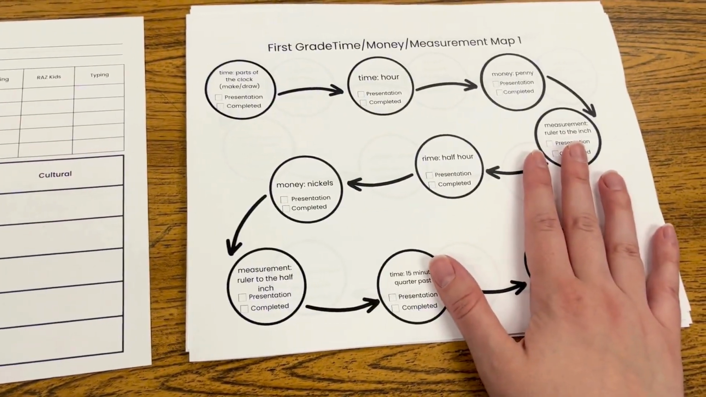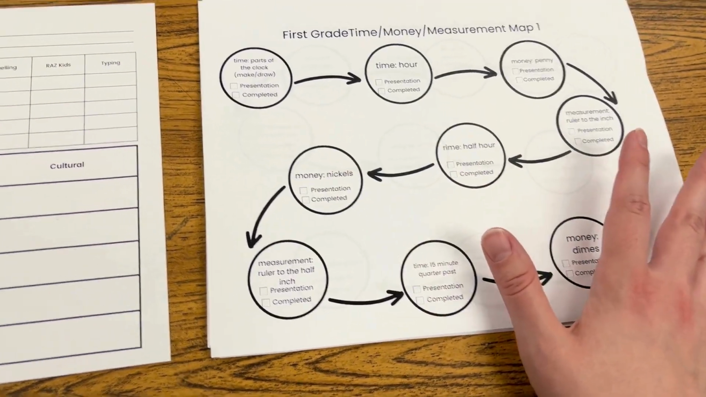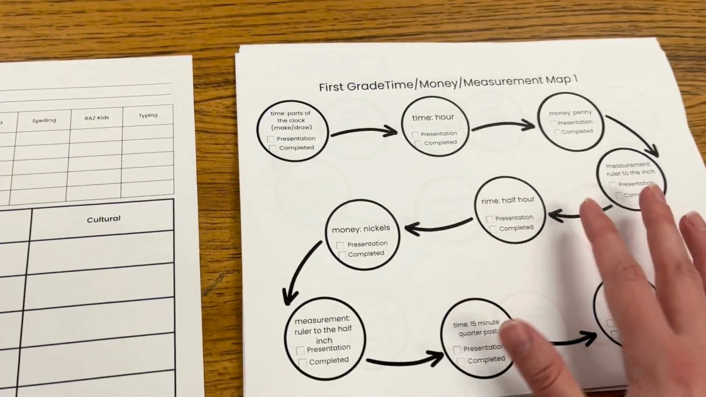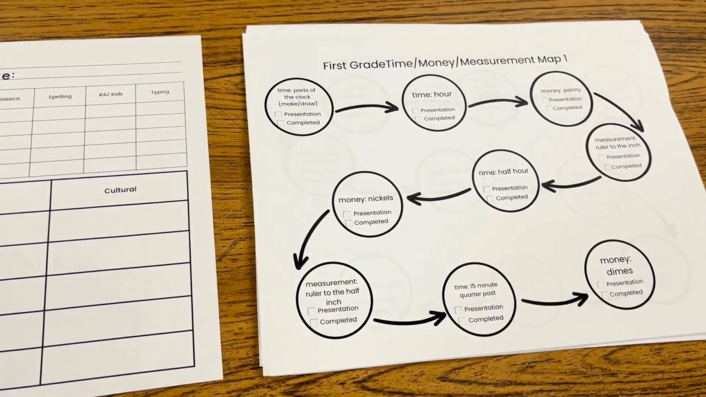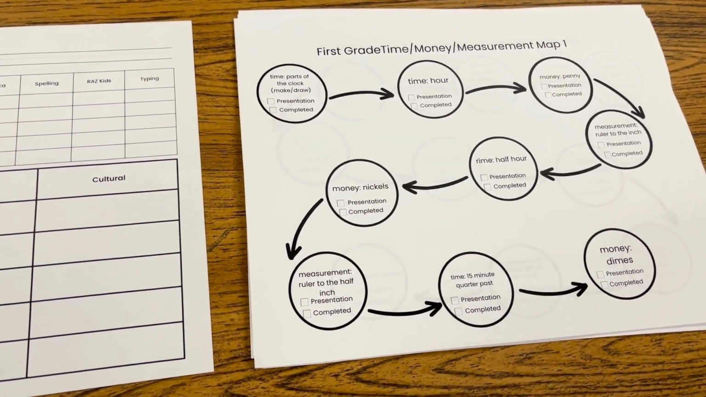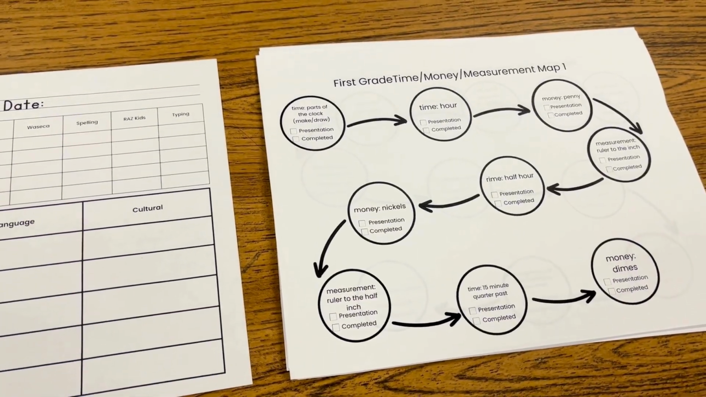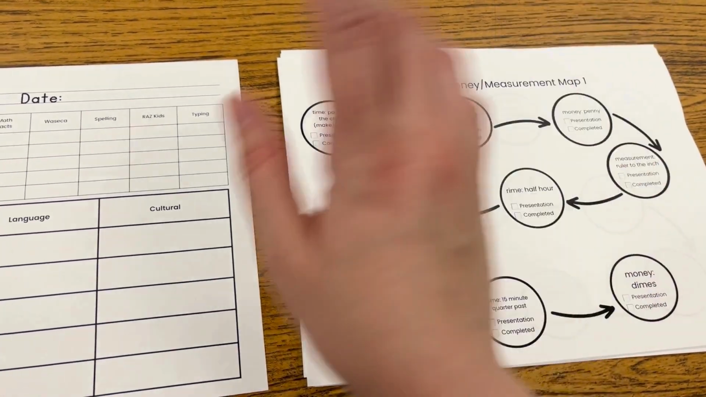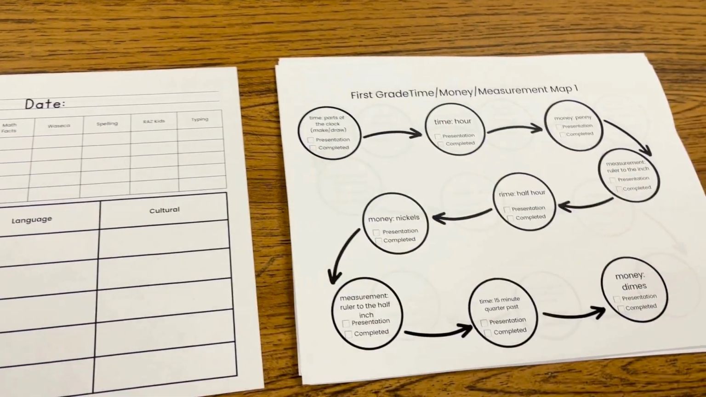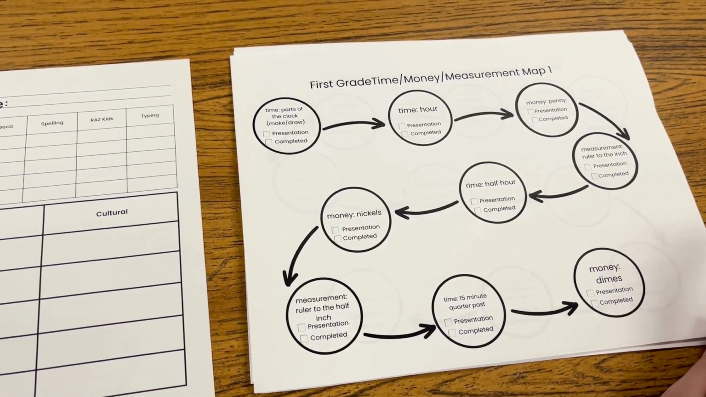So first, these are my maps. I have them for first, second, and third grade. I actually just printed them out for the year. Sometimes I have total math maps for all the subjects, and I did that last year, but this year I want to try doing it with the different ones: time, money, measurement, numeration, and I'll show you in a second all the different ones.